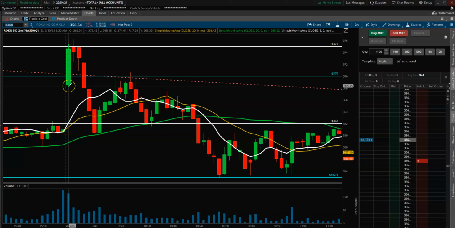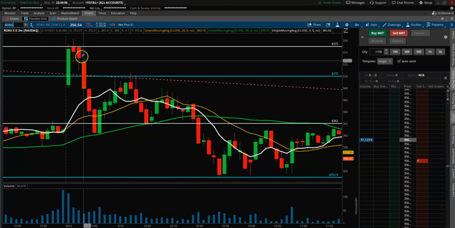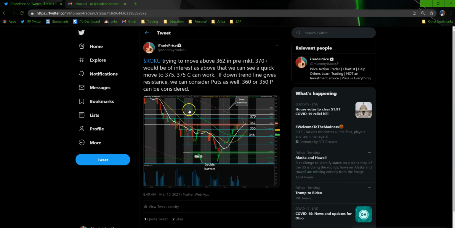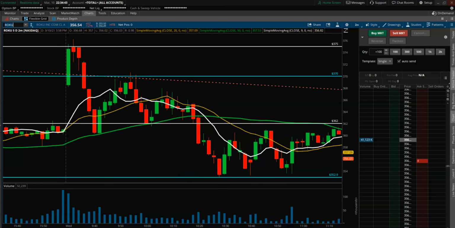It opened below 370, and within that 2-minute bar it moved up like $6, $7, and then it quickly gave up that level, right? And it just got rejected from there. So if this is too fast for you, then just wait for the pullback. And where did it go? So it got rejected, and I think I said if the downtrend line gives resistance, we can consider puts as well. That's exactly what it did.